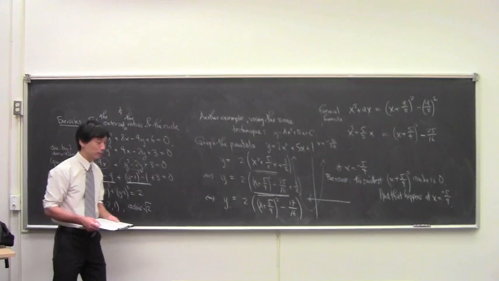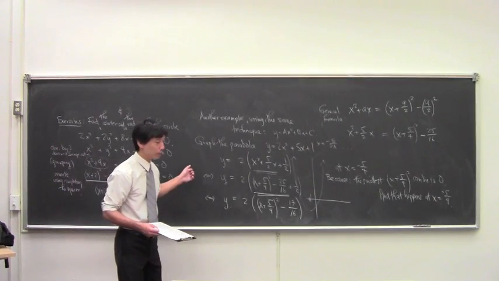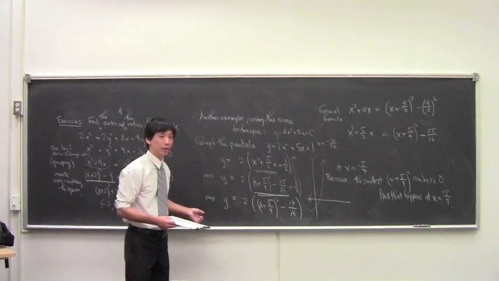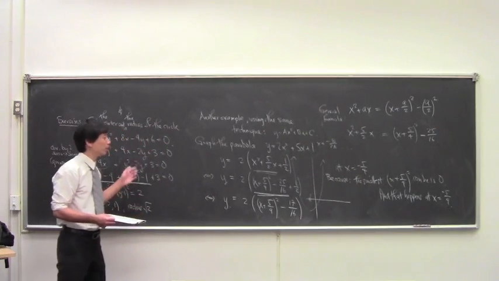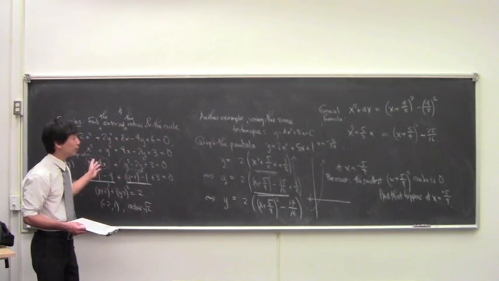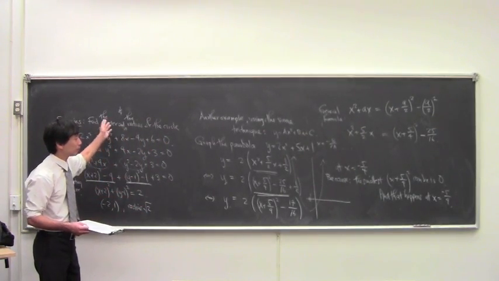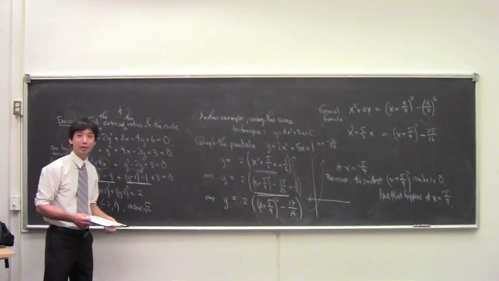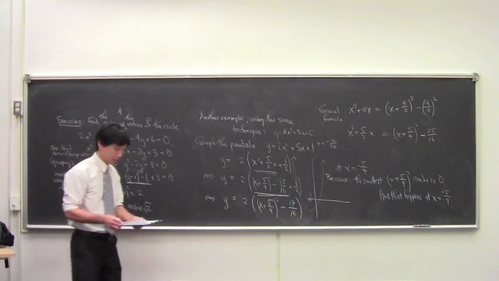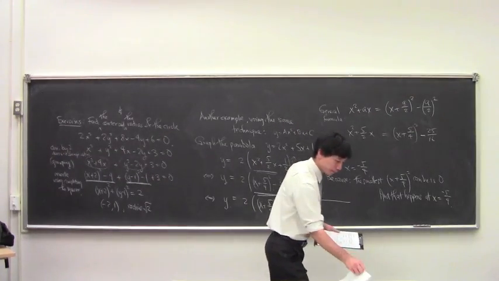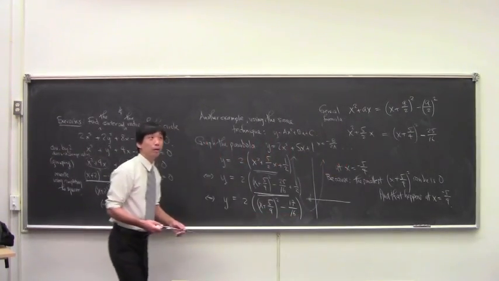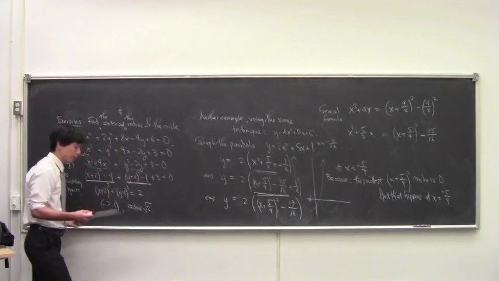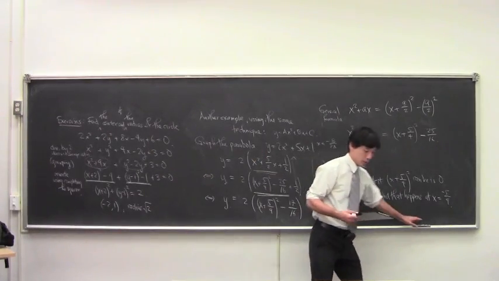So, I think that the less you memorize, the more you understand. Everything that we've done can be reconstructed from the Pythagorean theorem and completing the square, very simple things. Okay. So onwards.